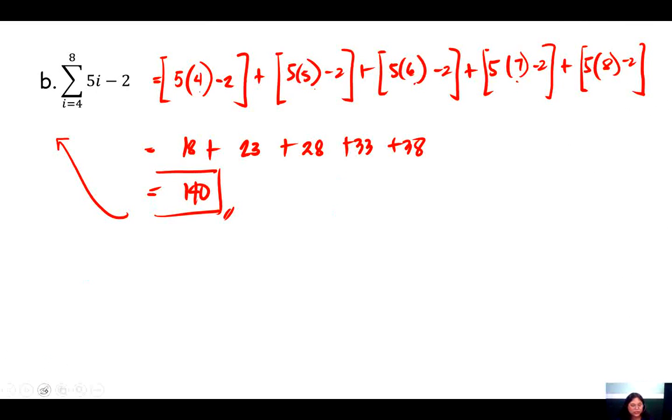Okay, so let us check. Let's check our computation if its answer is correct. So this one is 20. 20 minus 2 is 18, correct. 5 times 5 is 25, minus 2 we have 23, correct. 5 times 6 is 30, 30 minus 2 we have 28, correct. 5 times 7 is 35, minus 2 is 33, correct. 5 times 8 is 40, then minus 2 we have 38. Then let's add them together again. We have 18 plus 23 plus 28 plus 33 plus 38. We have 140.